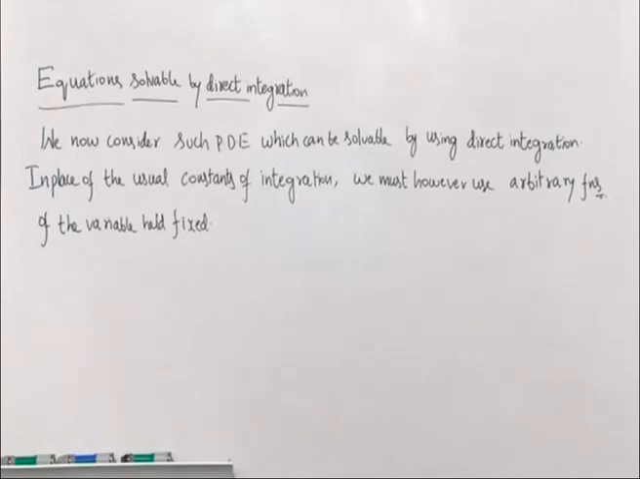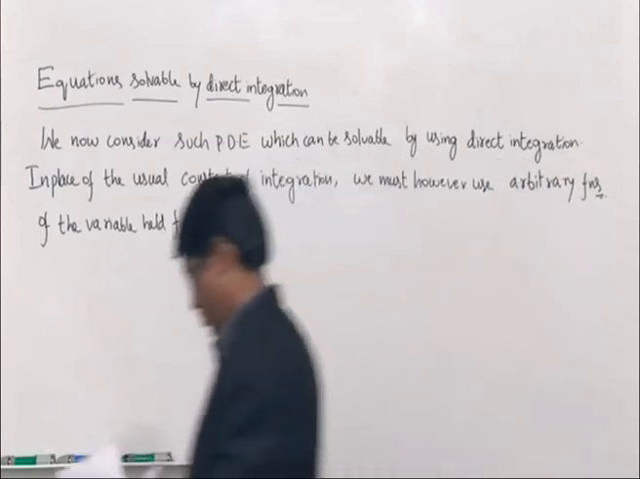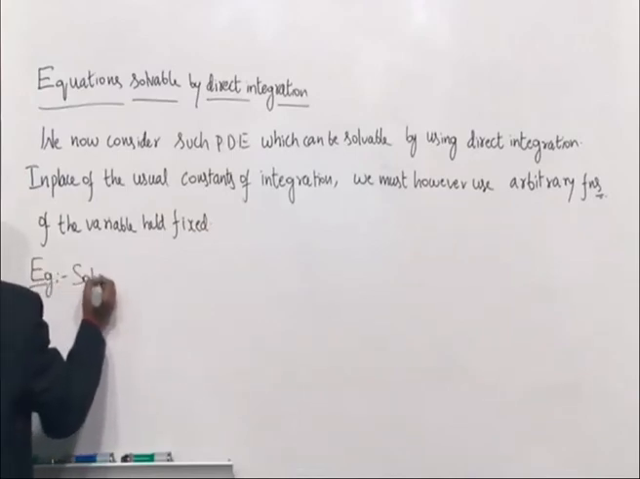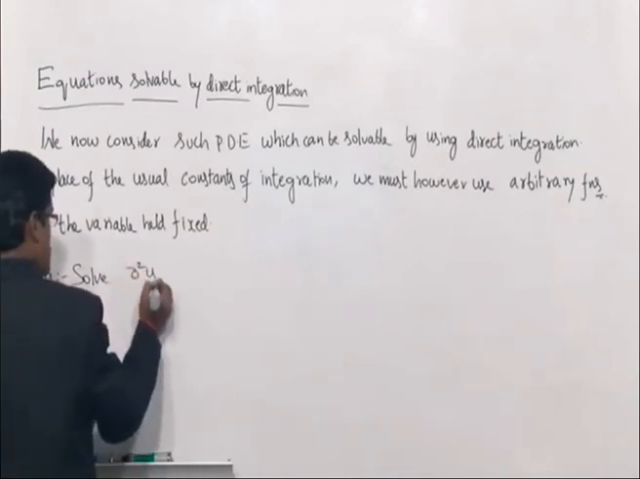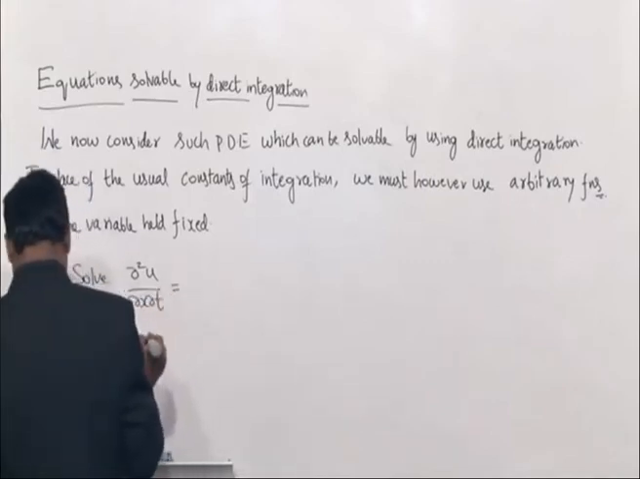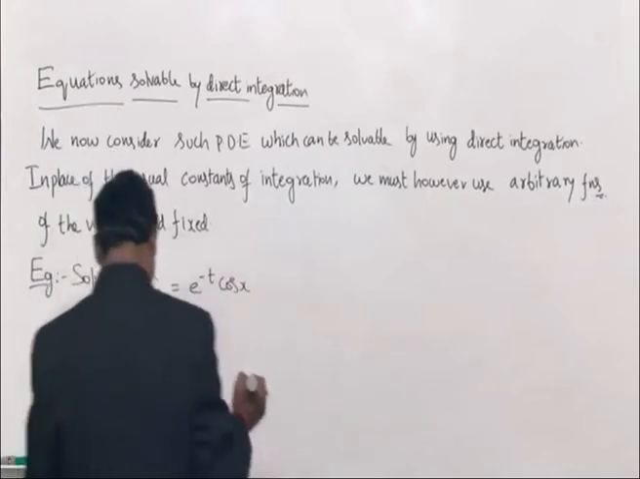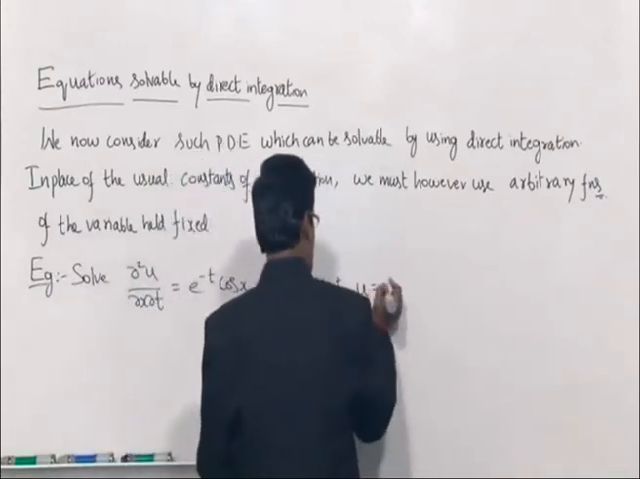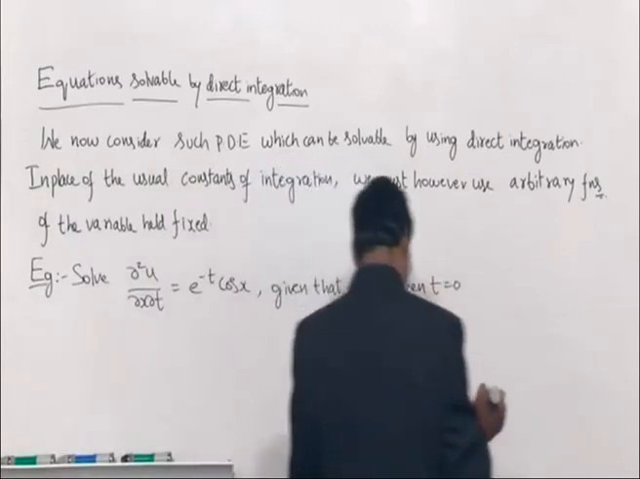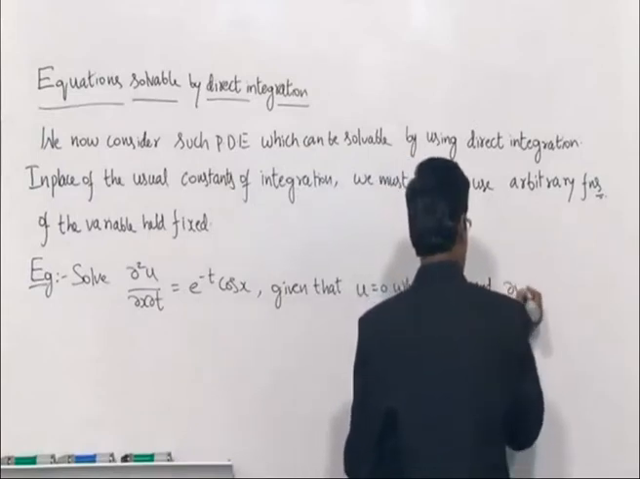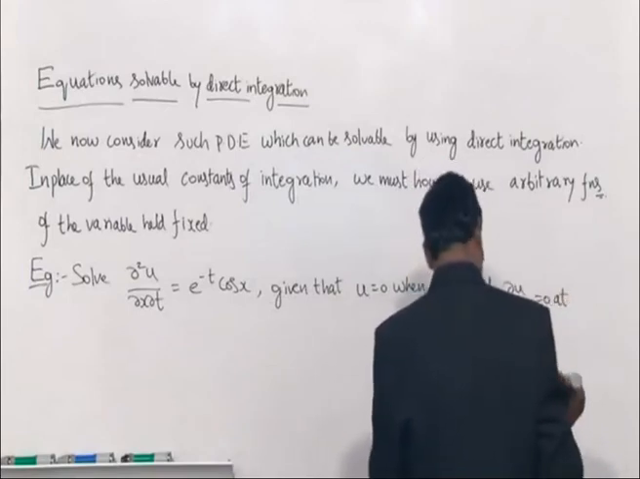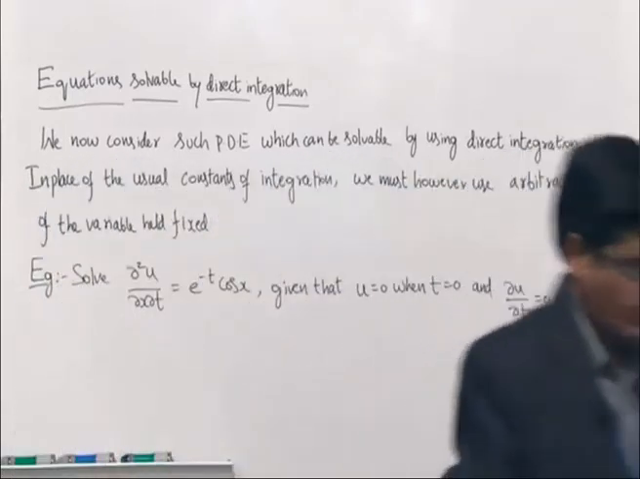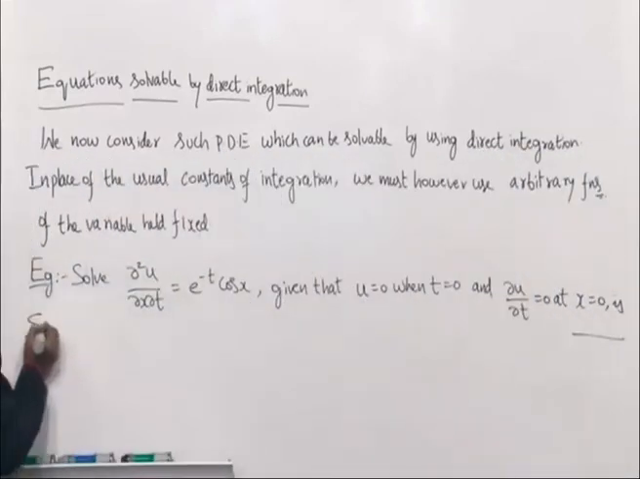So one example. Solve ∂²u/∂x∂t = e^(-t) cos x, given that u = 0 when t = 0 and ∂u/∂t = 0 at x = 0. Solution.